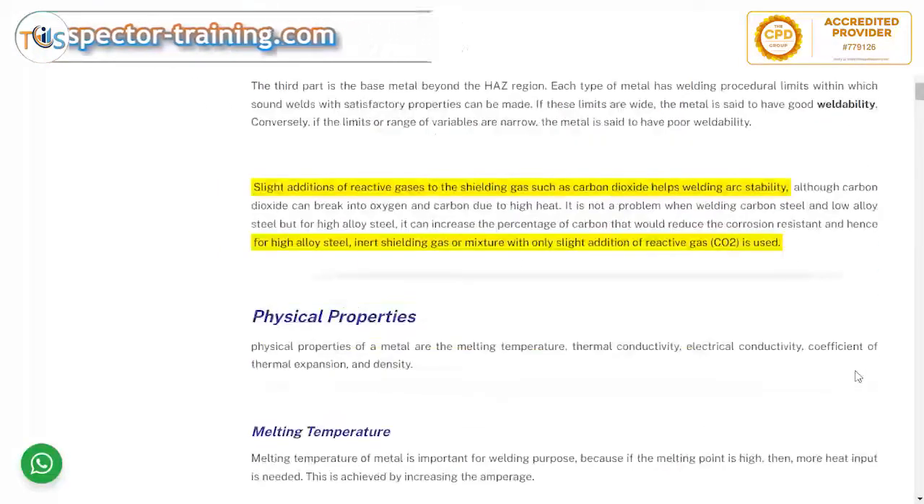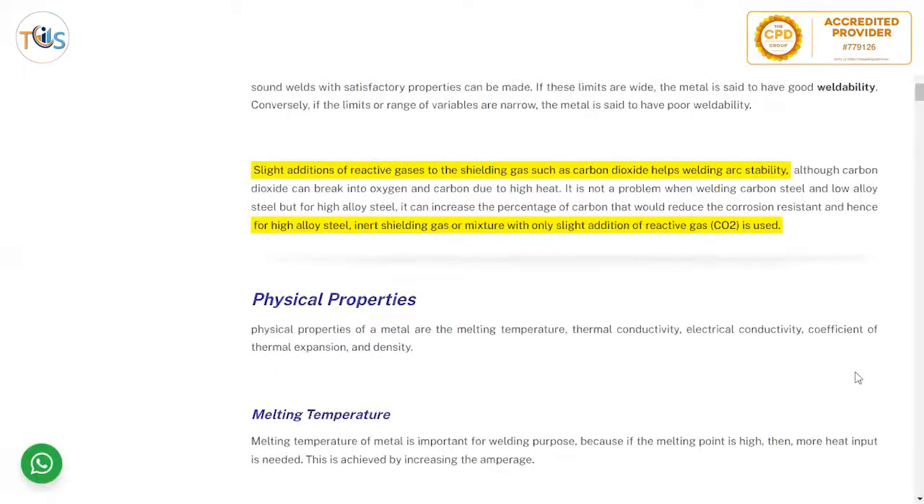Slight addition of reactive gases to the shielding gas, such as carbon dioxide, helps welding arc stability. Although carbon dioxide can break into oxygen and carbon due to high heat, it's not a problem when welding carbon steel and low alloy steel. But for high alloy steel, it can increase the percentage of carbon that would reduce the corrosion resistance, and hence for high alloy steel, inert shielding gas or a mixture with only a slight addition of reactive gas CO2 is used.